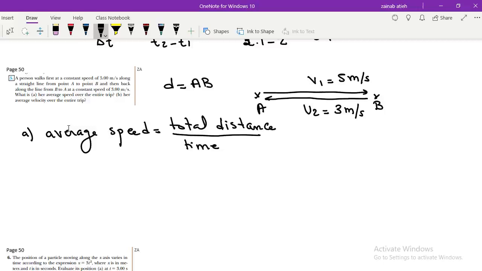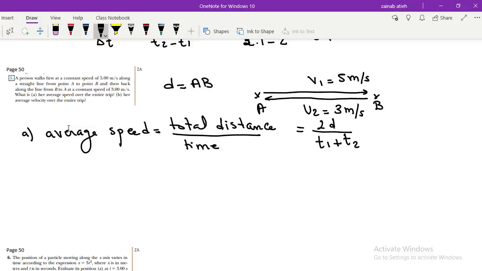I know that its speed from A to B is different from its speed from B to A. So let's call the time from A to B T1 and the time needed from B to A T2. So I will write it this way. The total distance is 2D because it went from A to B, then from B to A, and the time needed to do this trip is T1 plus T2.